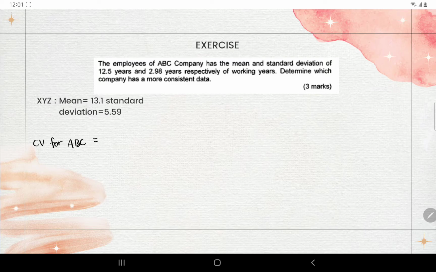The standard deviation is 2.98 divided by the mean, which is 12.5, and then multiply with 100%. 2.98 divided by 12.5. So the answer is 23.84%.